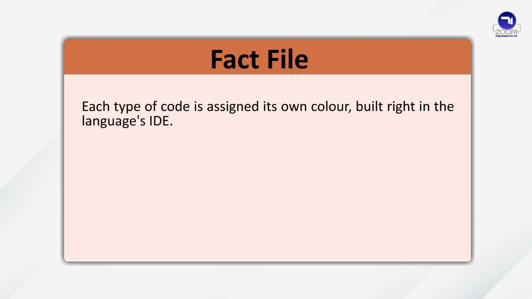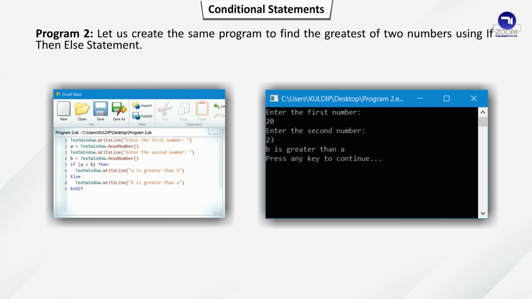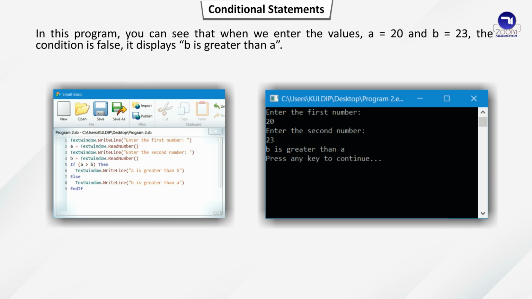Fact file. Each type of code is assigned its own color, built right in the language's IDE. Program 2. Let us create the same program to find the greatest of two numbers using if-then-else statement. In this program, you can see that when we enter the values a equal to 20 and b equal to 23, the condition is false. It displays b is greater than a.